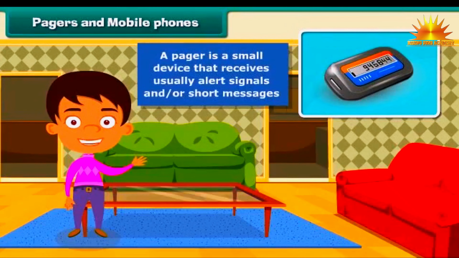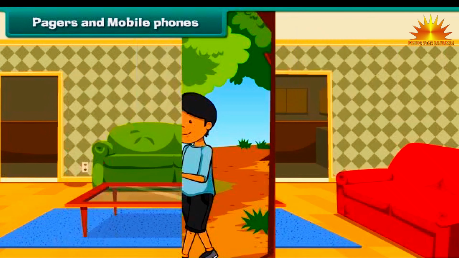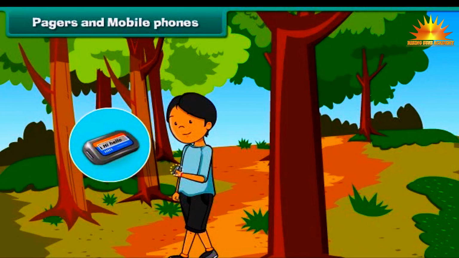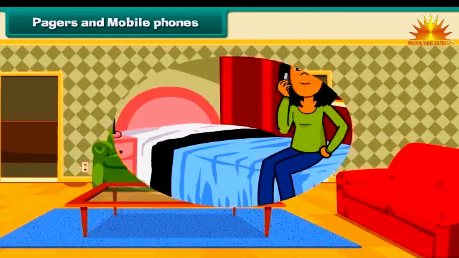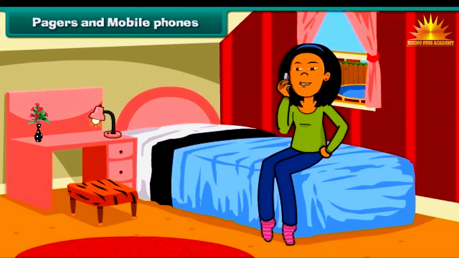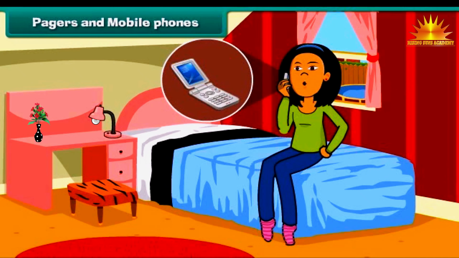A pager is a small device that usually receives alert signals and short messages. This device is useful for those people who expect telephone calls and are not near a telephone set to make or return calls immediately. But soon mobile phones came in the market and they replaced pagers due to advanced technology. With the help of mobile phones, people can communicate both by talking or sending messages to a person anywhere. These phones do not require telephonic wires, so we can carry them along with us everywhere.